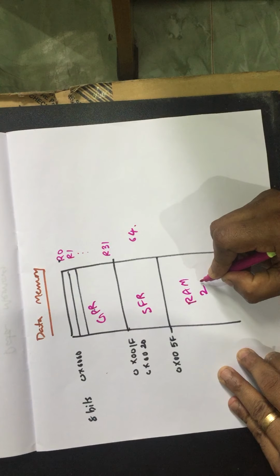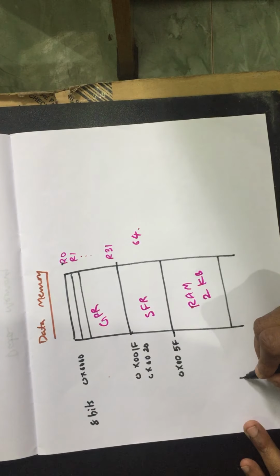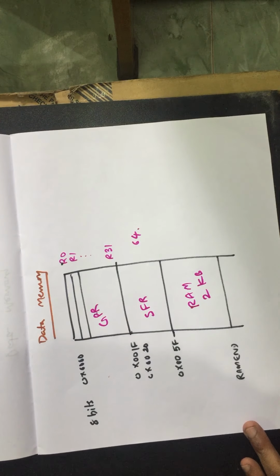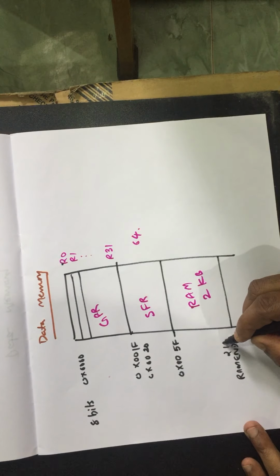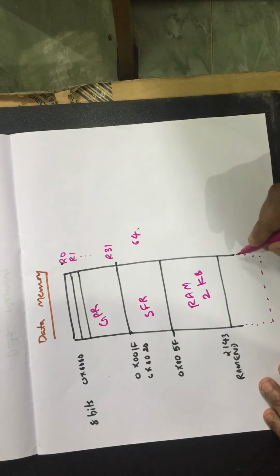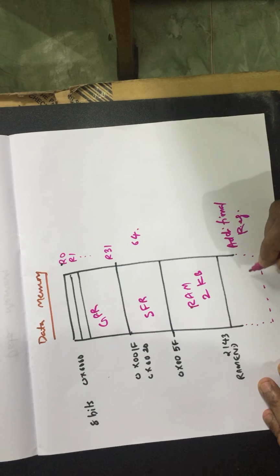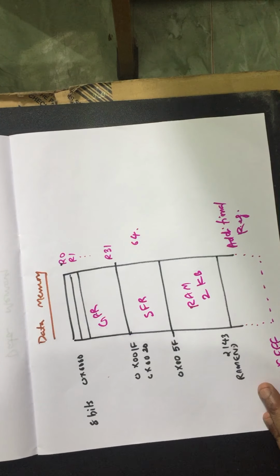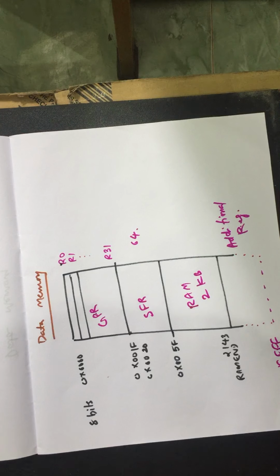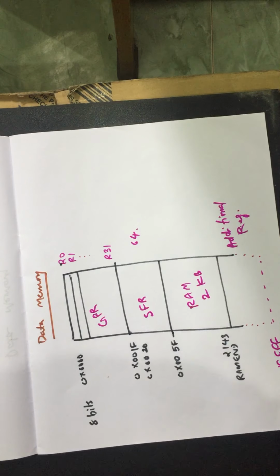It is 2 KB in size. So this is RAM, ending at about 0x085F, I think. And there can be additional memory space if required, additional registers, and it can go up to FFFF because it is 16 bit. So this is how data memory is organized inside ATmega32. This RAM size is 2 KB in the case of ATmega32, and can vary for different AVRs.